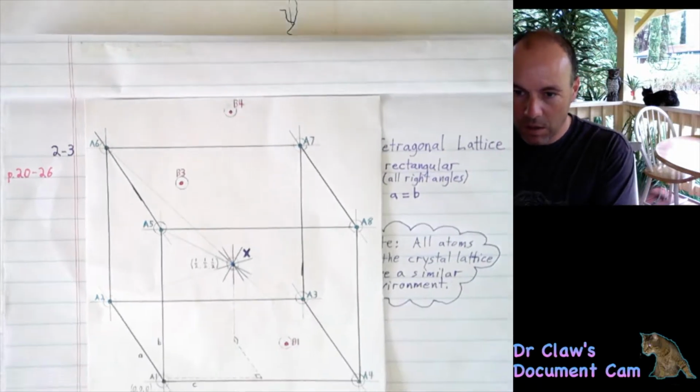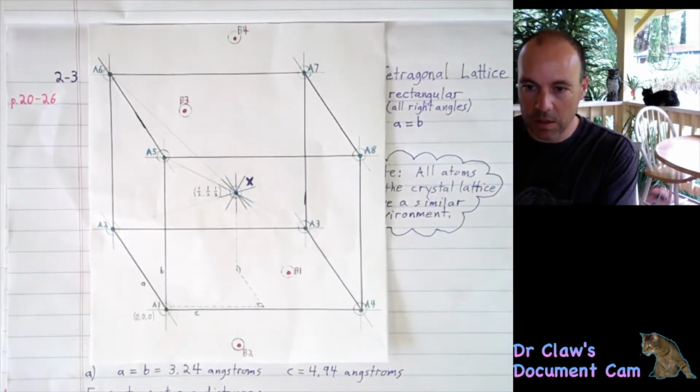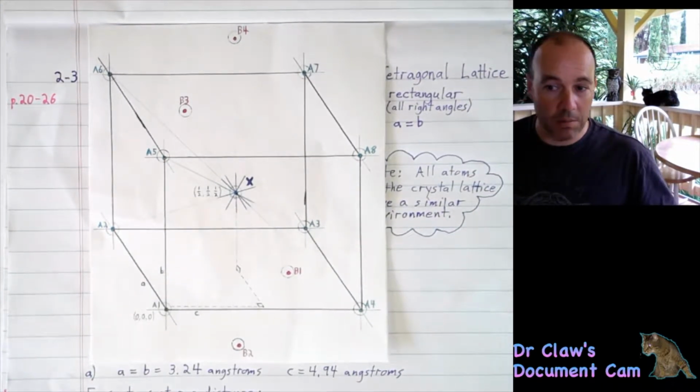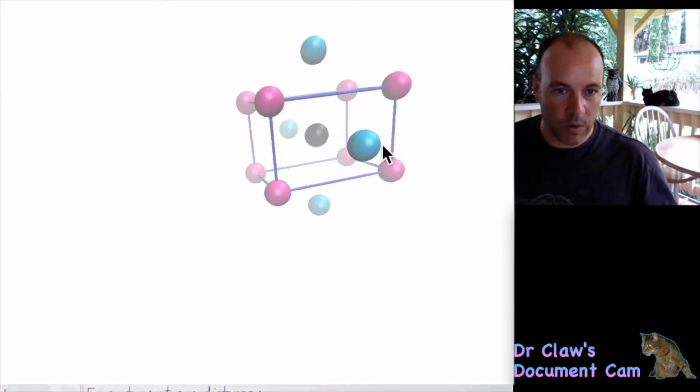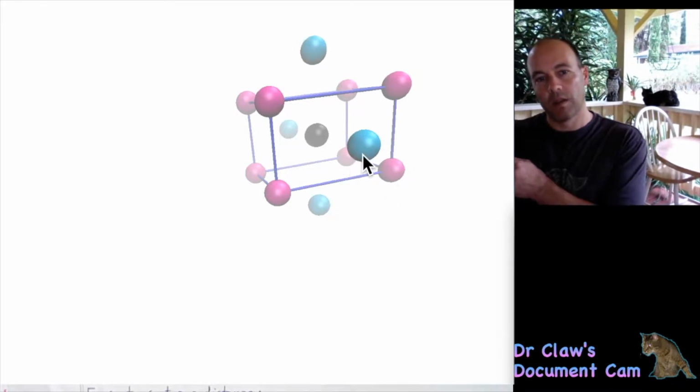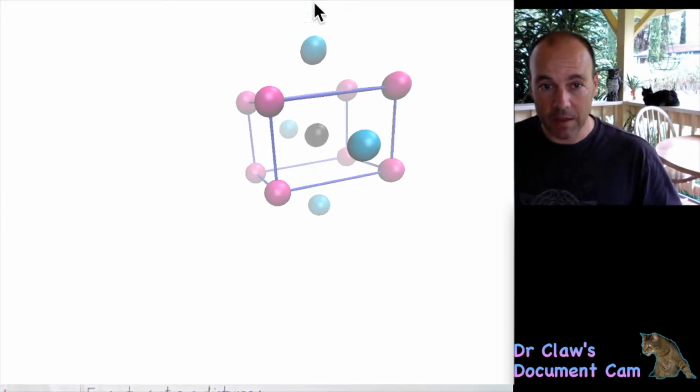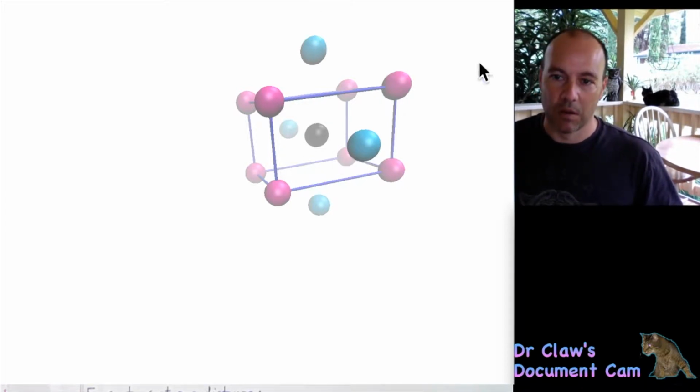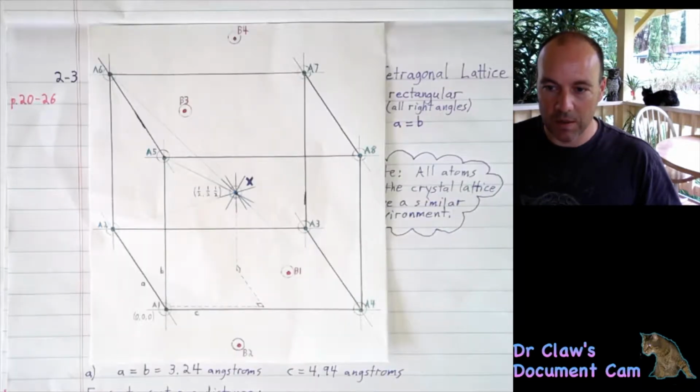Okay. So you see, this is the same as what we're looking at on the model. So there's the model. We have our central atom, and then 8 atoms at the corners of the unit cell, and then these 4 other ones through the faces in neighboring unit cells. Okay, so there it is, and there's my drawing.